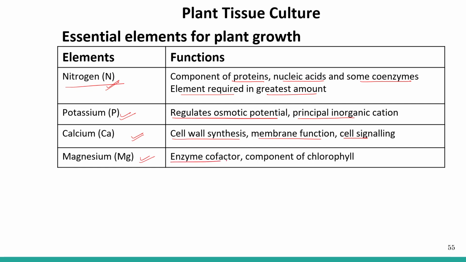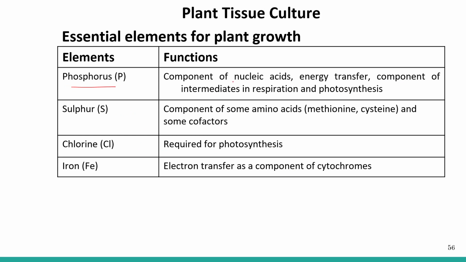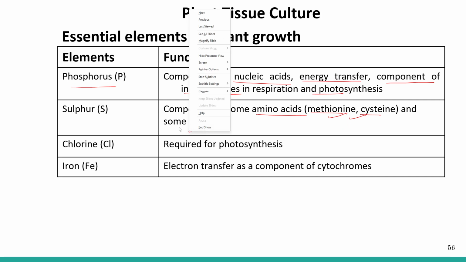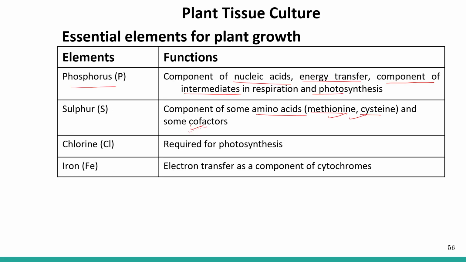Magnesium works as a coenzyme cofactor and is a component of chlorophyll. Phosphorus is a component of nucleic acid, energy transfer, and intermediates in respiration and photosynthesis. Sulfur is a component of some amino acids, methionine and cysteine, the sulfur containing amino acids, and some cofactors also require sulfur. So these elements must be present in the nutrient medium. Chlorine is required for photosynthesis. Iron is for electron transfer as a component of the cytochromes.